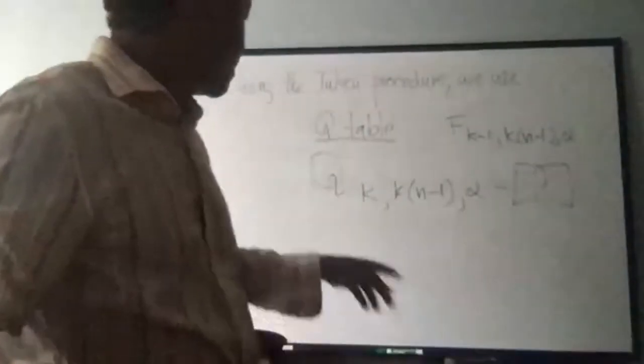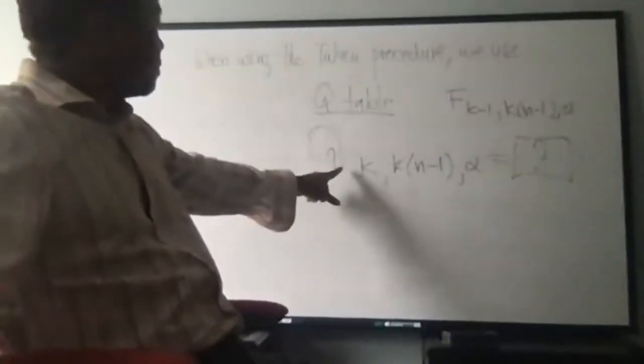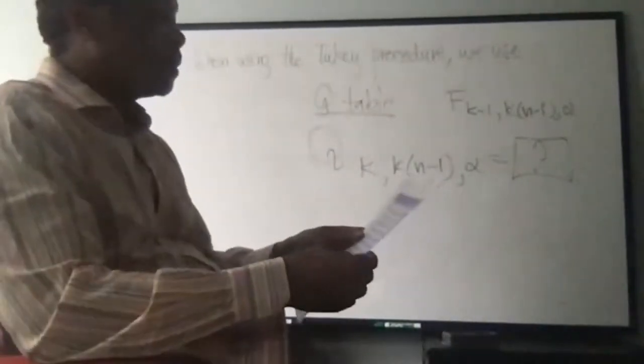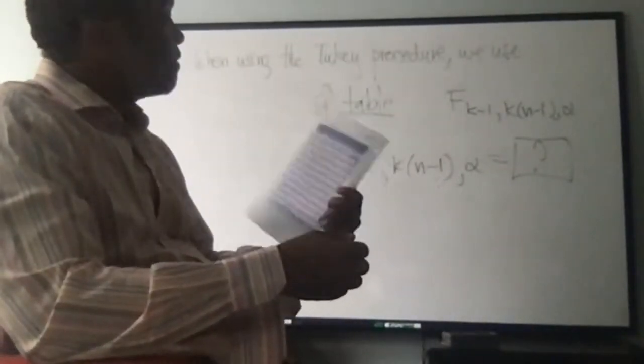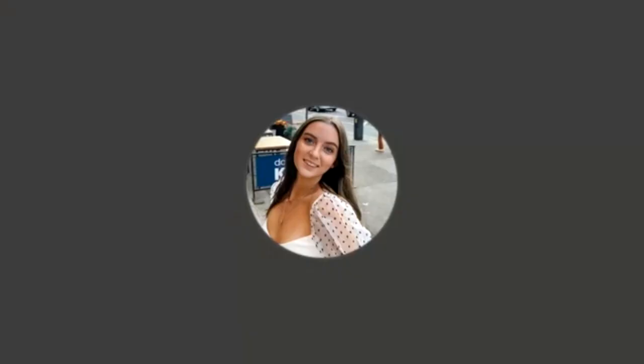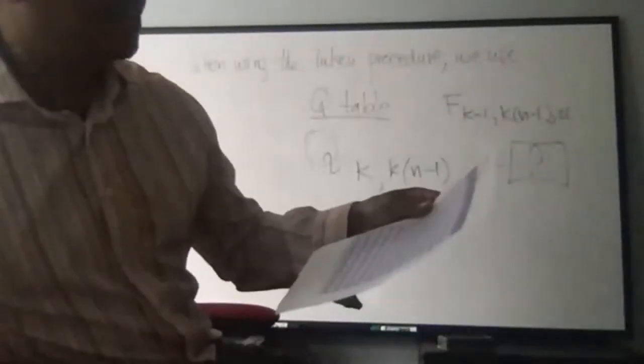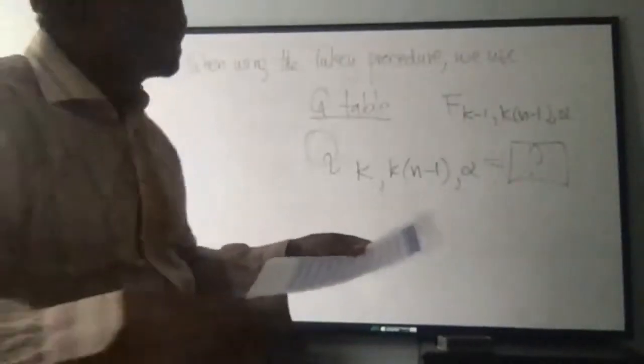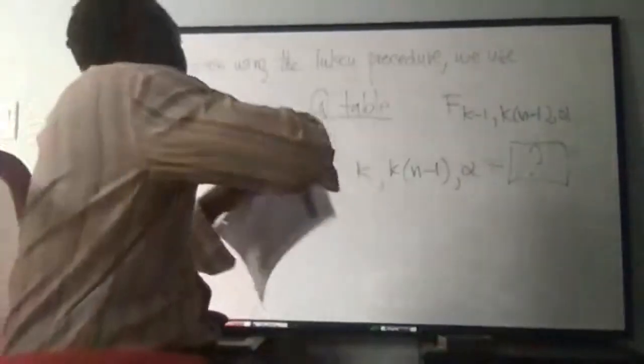Remember, the Q table comes from here. I need to go to the Q table and make sure I'm on the right alpha level, 0.05 or 0.01. Can you please repeat the page that the table is on in the textbook? Yes, 657. All the way in the back.